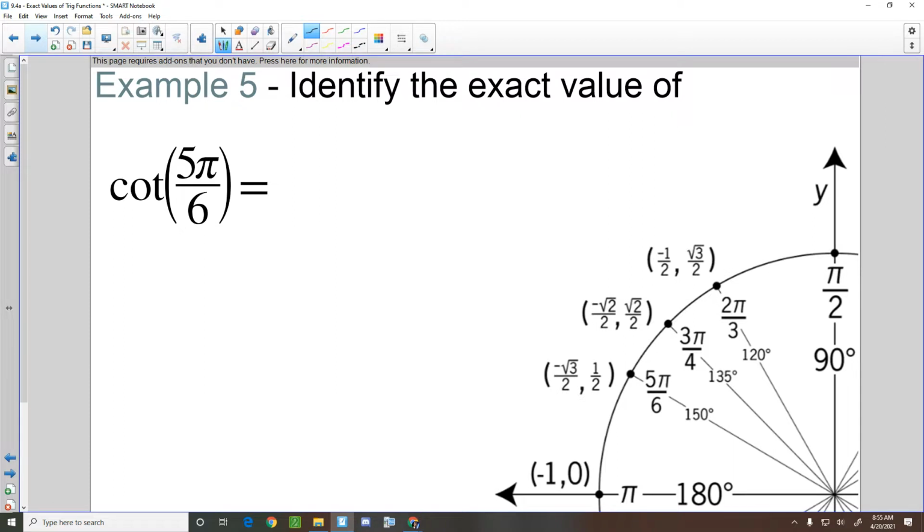All right, everybody. Remember, angles can be in radians. I want you to try this one on your own right now. What's the cotangent of 5 pi over 6? Try to figure this one out. Cotangent of 5 pi over 6. So I gave you a little piece of the unit circle there for you. So you have that angle. So think about the cotangent. It's going to be what divided by what?